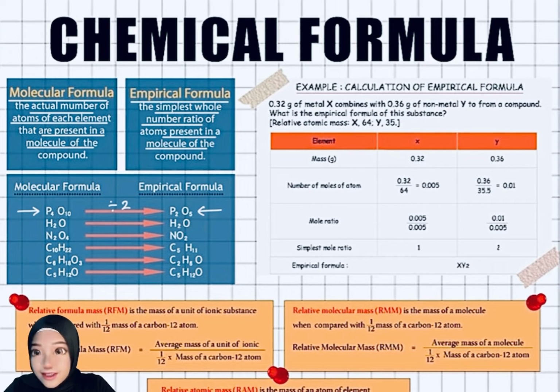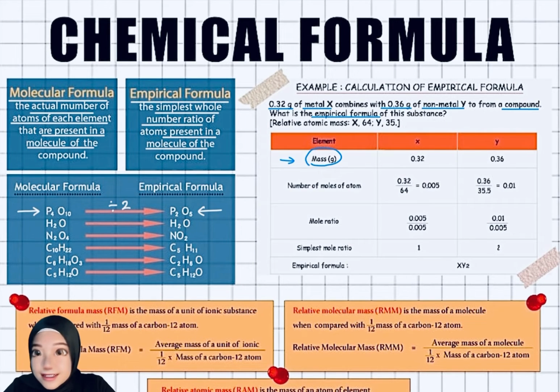of a molecule. Here, the question said that 0.32 gram of metal X combined with 0.36 gram of non-metal Y to form a compound. And what is the empirical formula of these substances? So, the first step that you need to do to conquer this question in the exam is by preparing a table first, like shown in the example here. Then, you need to write the mass of each element in the first row.